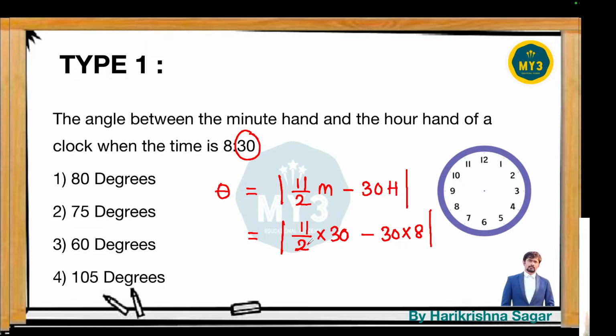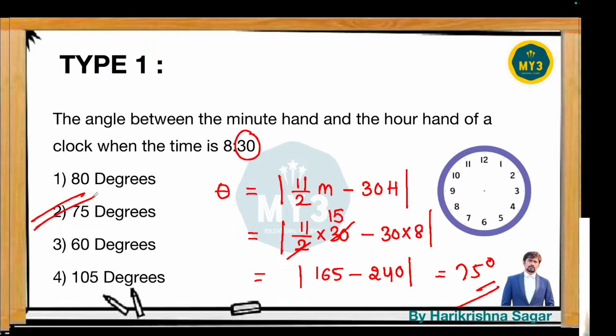So we can further simplify this. 2 ones are 2, 15s are 15. 15 into 11 is giving a result of 165, and 8 into 30 is giving a result of 240. You can just find the difference of this, that will give your answer choice. The difference is 75. So our answer is going to be 75 degrees, which is available as option 2. You can mark it as the answer choice.